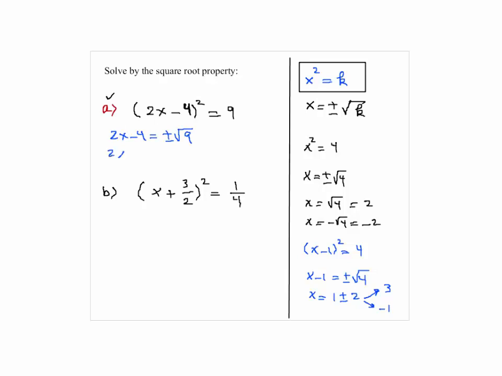So here we get 2x is equal to, I'm going to add 4 to both sides of the equation, which would be 4 plus and minus the square root of 9, which would be 3. So if I divide both sides by 2, there would be my answers. X is equal to 4 plus and minus 3 over 2. So you get two answers here. 4 plus 3 over 2, 7 over 2. And then 4 minus 3 over 2 would be 1/2.